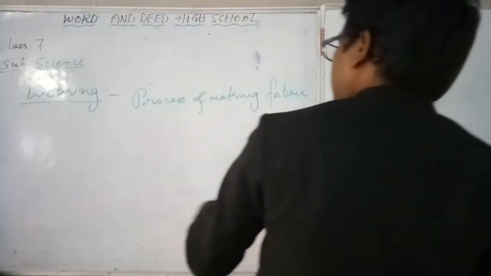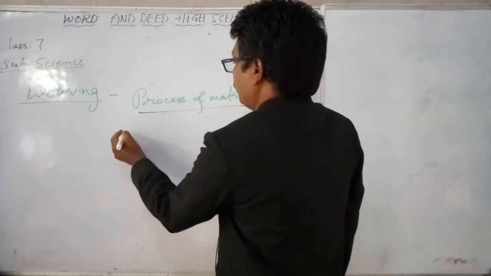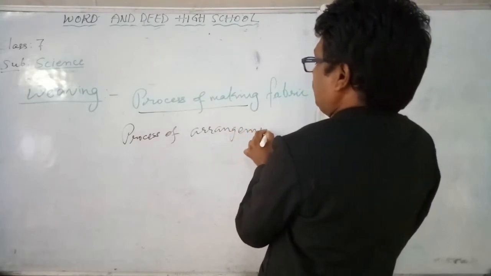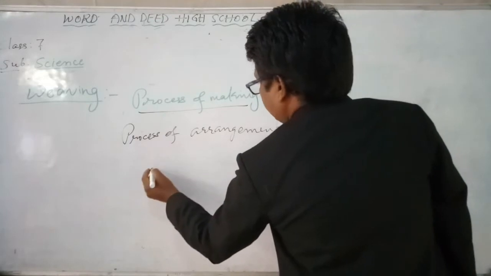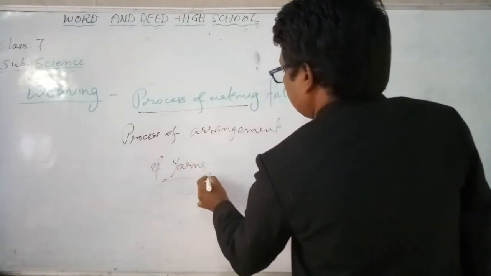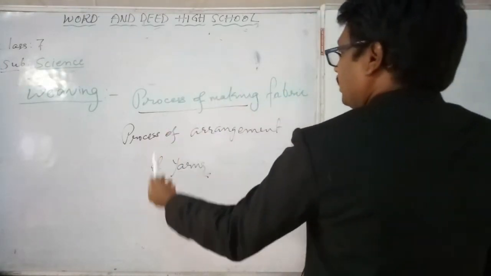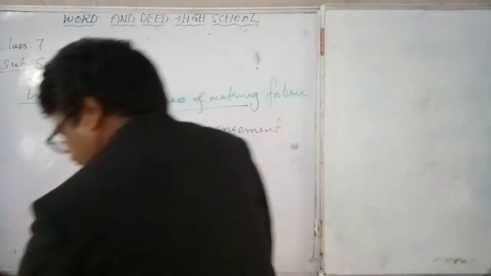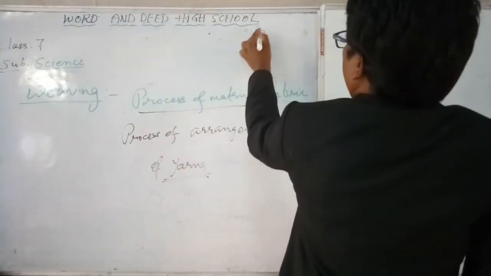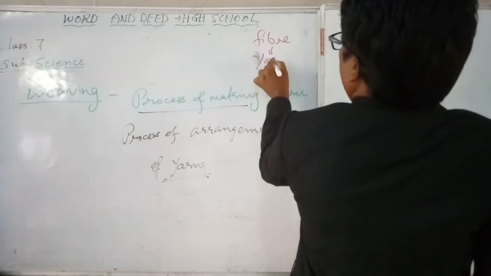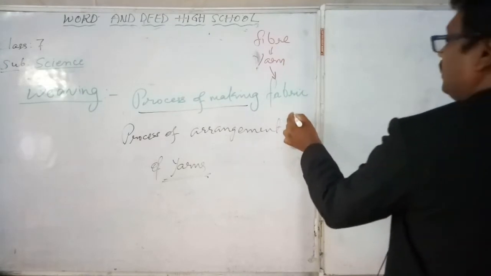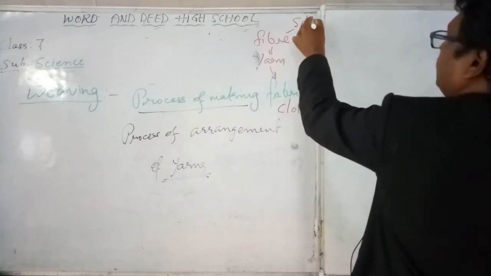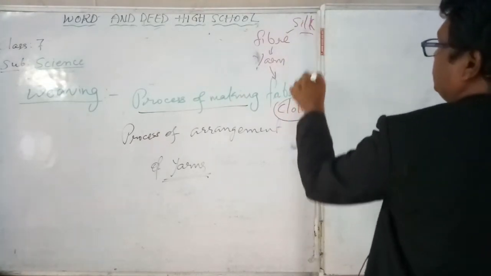See students, the process of making fabric involves the arrangement of yarns. You know, after fiber is made, the fiber is used to make yarns, and after yarns are made, the yarns are used to make fabric. Here, first fiber, next yarn. The yarn is used to make fabric. Fabric is nothing but cloth. So if the fiber comes from silk, then you will finally get silk cloth.